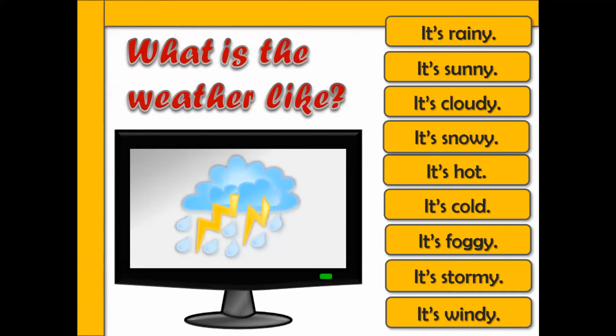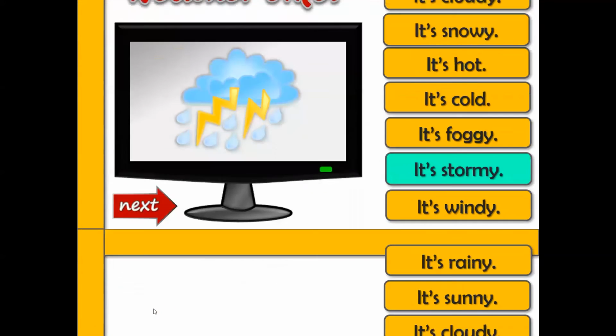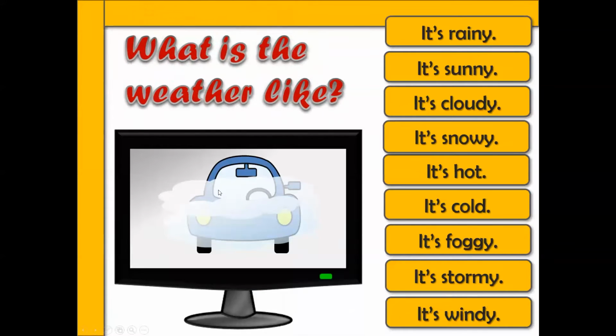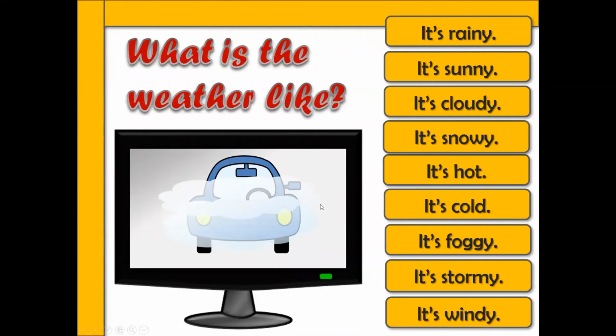What's the weather like? I see some lightning here. Maybe there's some boom, some thunder. So I will say it's stormy. Good job. Repeat, it's stormy. What's the weather like? I see that maybe I'm driving a car and cannot see. Maybe there's water in the air, so I will say it's foggy.